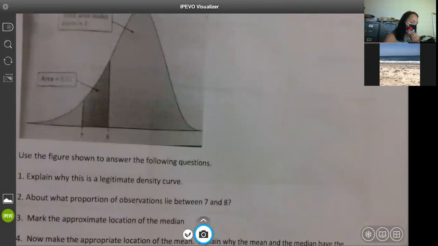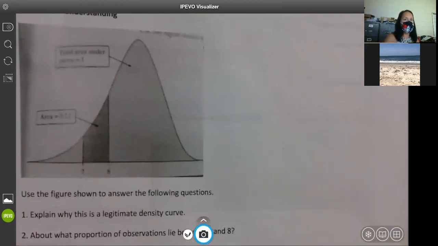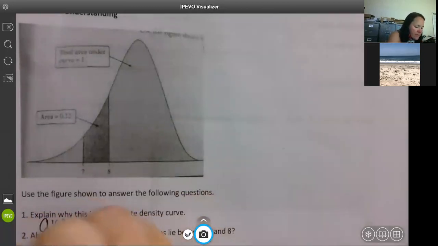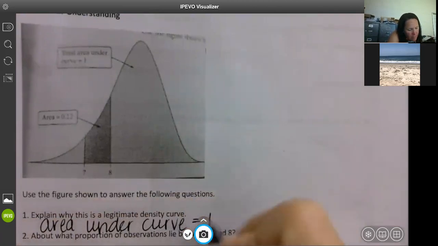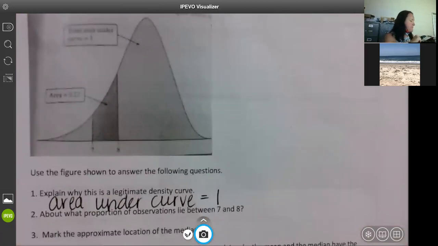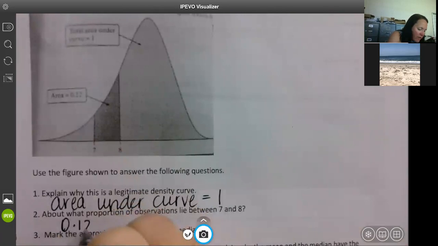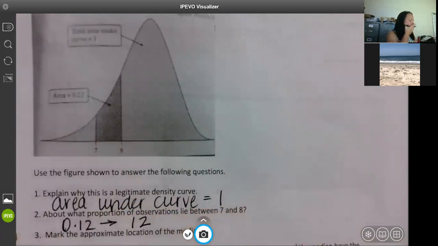All right, check your understanding. Explain why this is a legitimate density curve. Why is it legitimate? Perfect. The total area under the curve equals 1. About what proportion of observations are between 7 and 8? 0.12, which means that 12% are underneath there. Okay, and again, this is just from your figures. You're going to see figures like this later on.